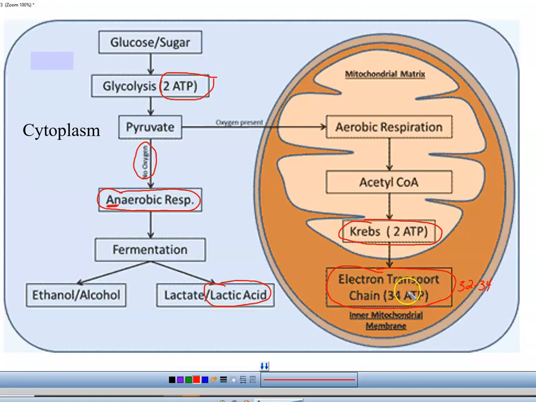So can you see that it's going to be a lot more beneficial to have oxygen? We're going to get 2 here, we're going to get 2 here, and somewhere between 32 and 34 there, for every one of our glucose molecules. So the reason we call this the mitochondria, it gives us a lot of our ATP energy. All right, let's see if we can answer those questions together.